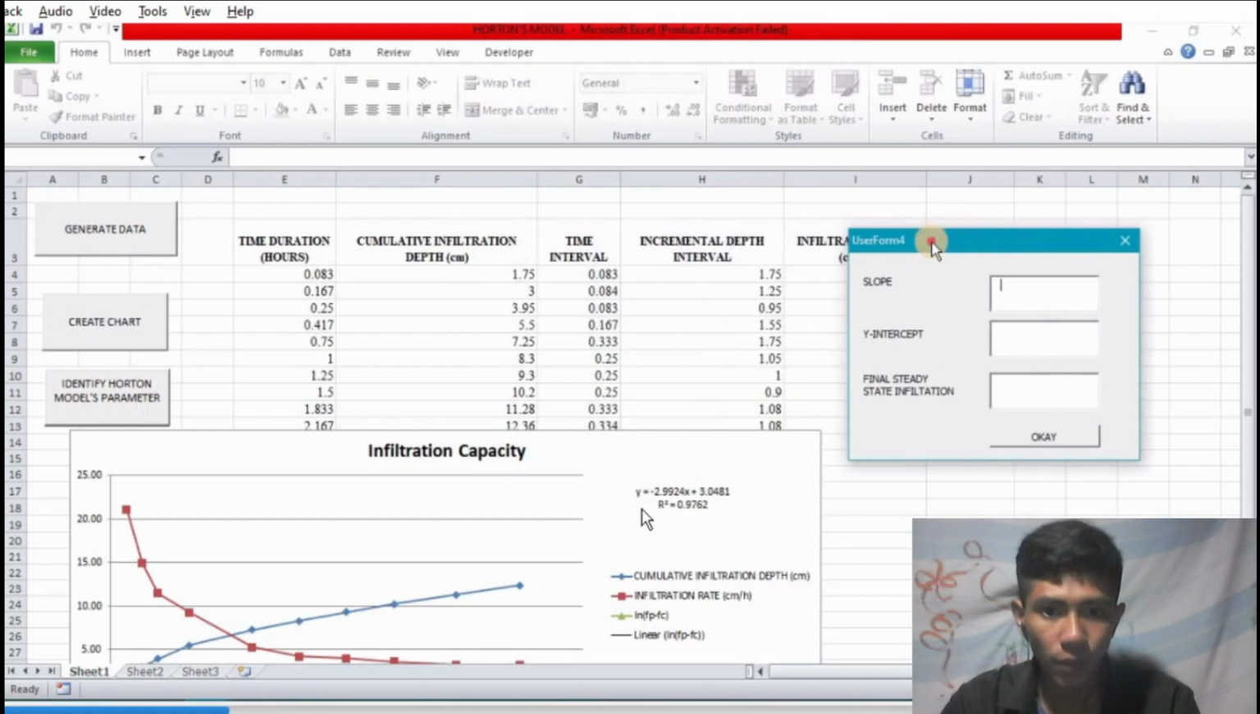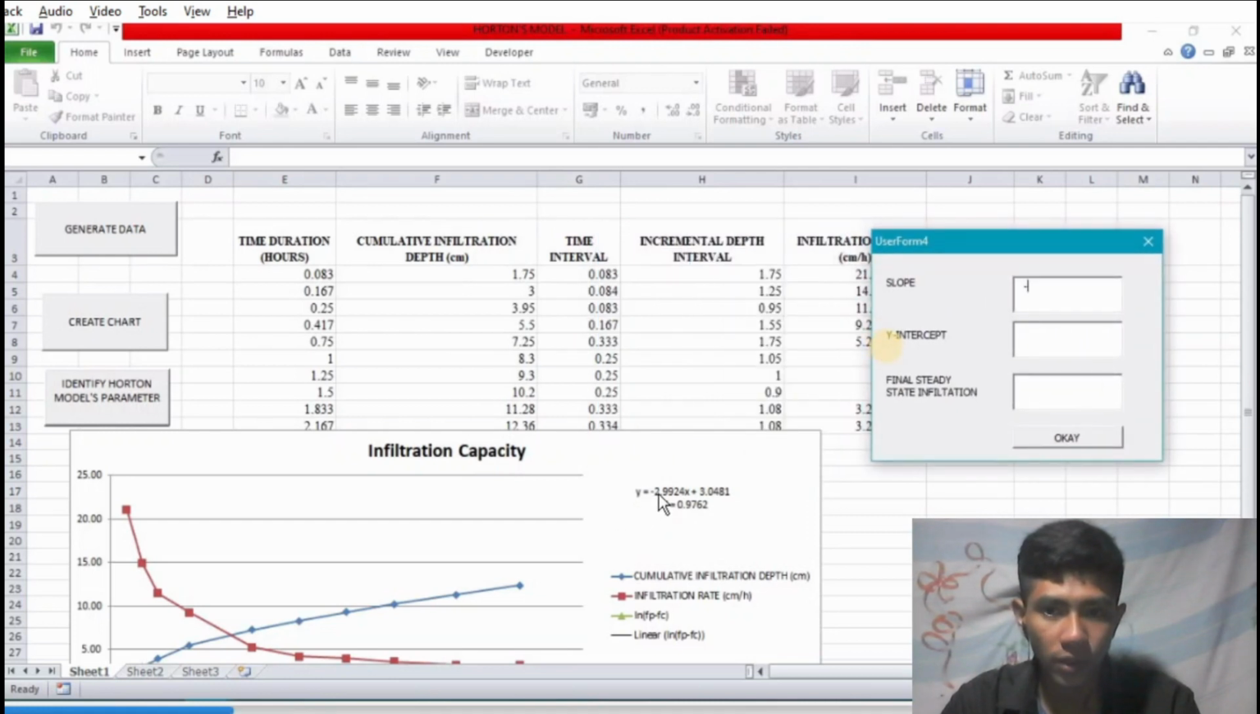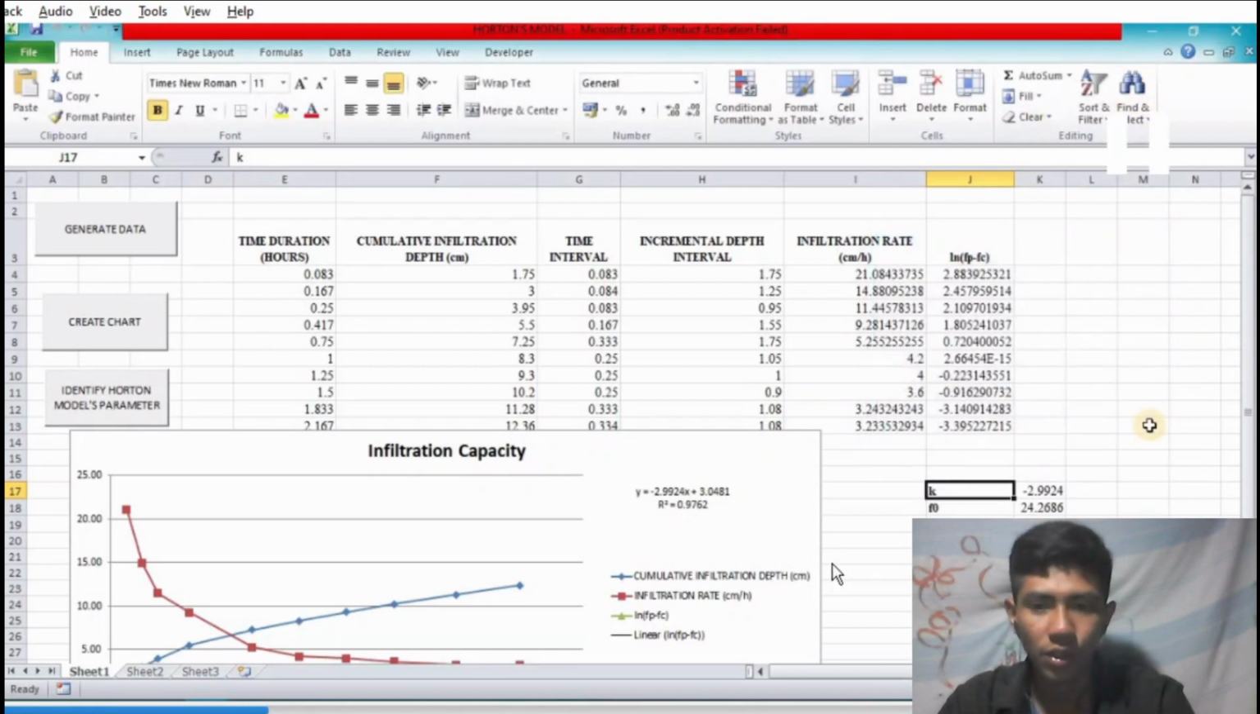Okay, slope, negative 2.9924. Then the y-intercept, by setting x equal to 0, you can get the y-intercept is 3.0481. The final steady state infiltration you use is 3.2. Okay. Next, now, nakuha na natin yung parameters.